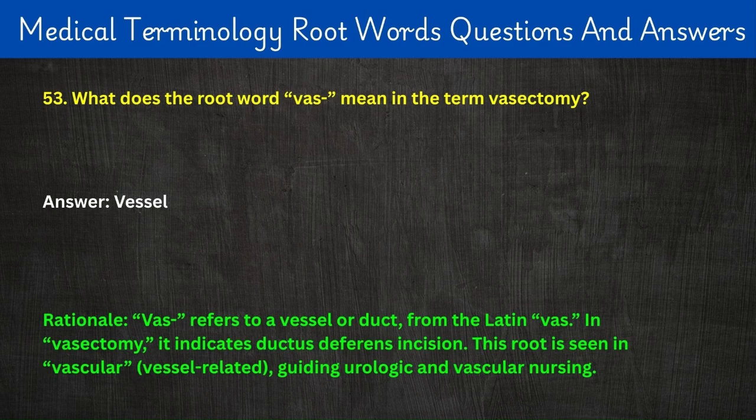53. What does the root word vas- mean in the term vasectomy? Answer: vessel. Rationale: Vas- refers to a vessel or duct, from the Latin vas.